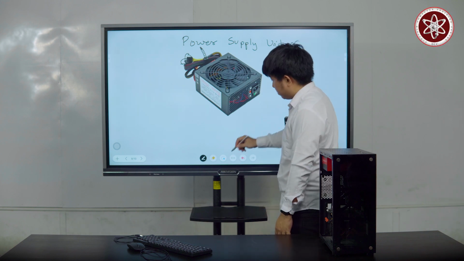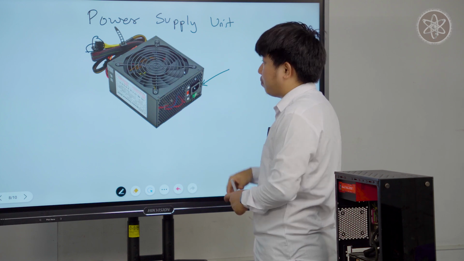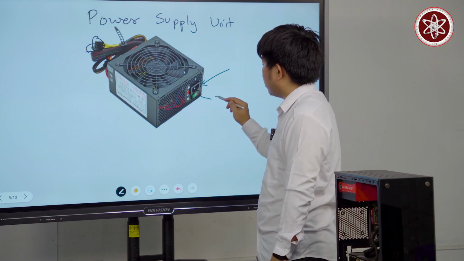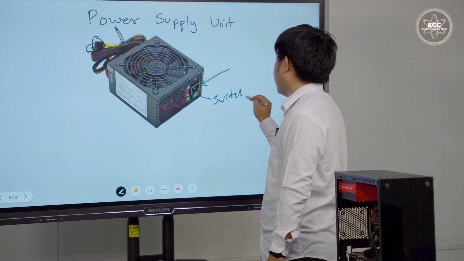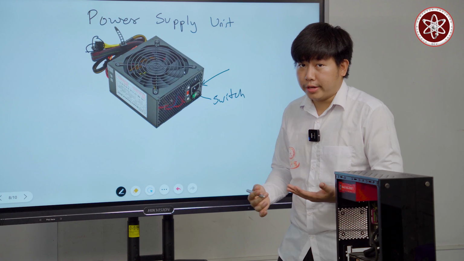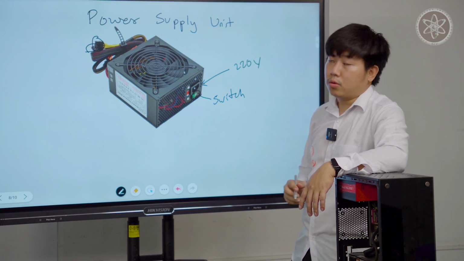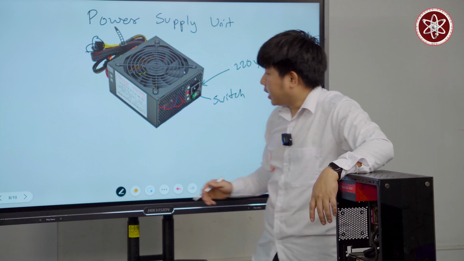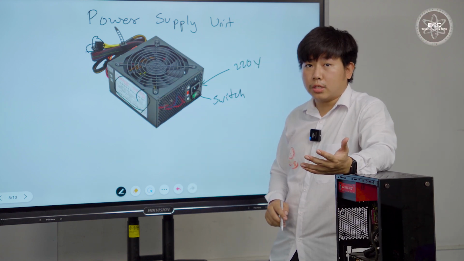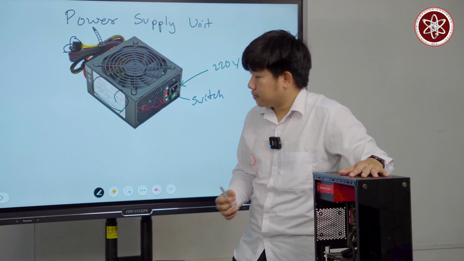This is the input. You plug in your cable here, and this is the switch. You turn it on or off here. And the input, for our country, which is Myanmar, is mostly 220 volts. So when you plug in 220 volts, it's okay. And it will also be written here. So when you buy a new computer and you're going to set it up yourself, read the descriptions first.